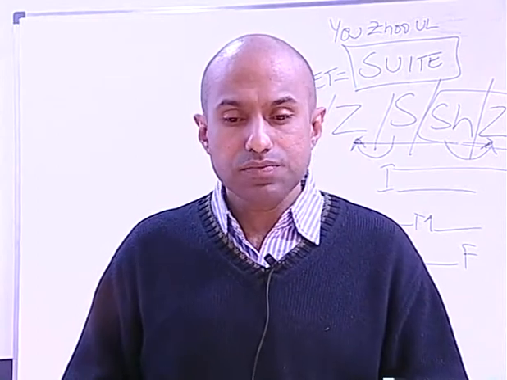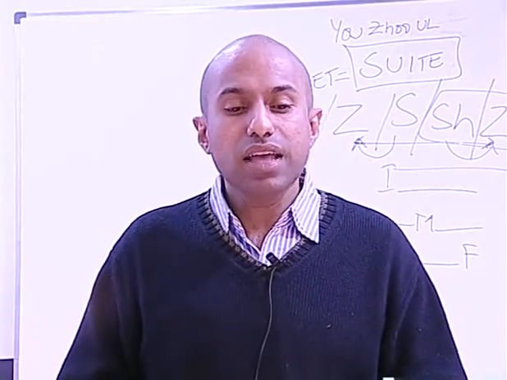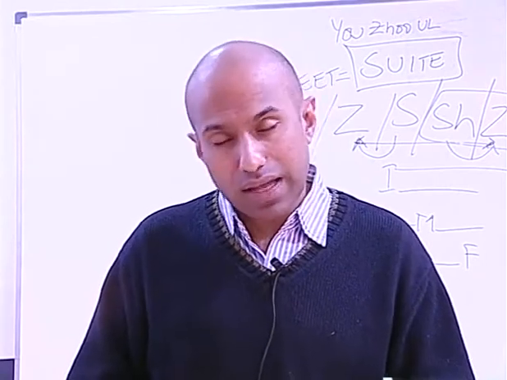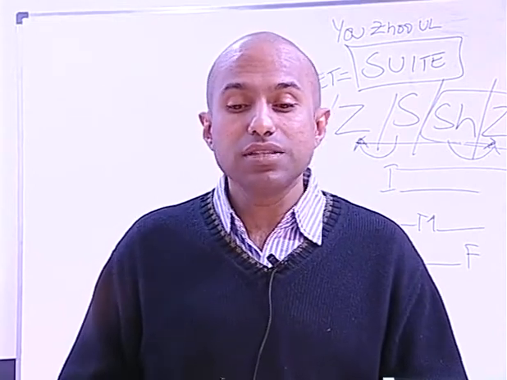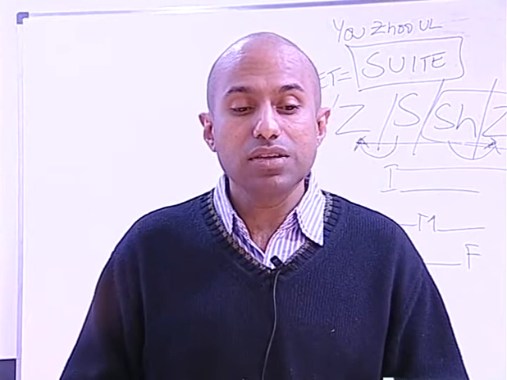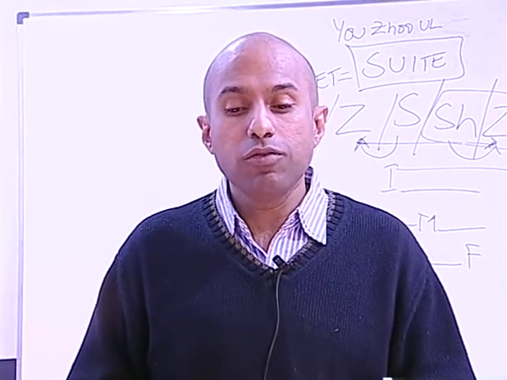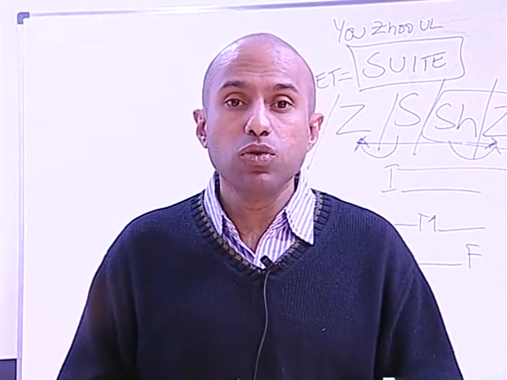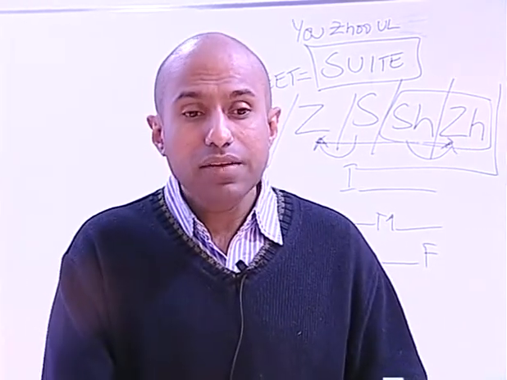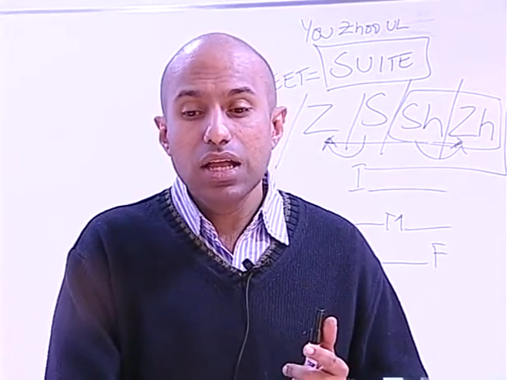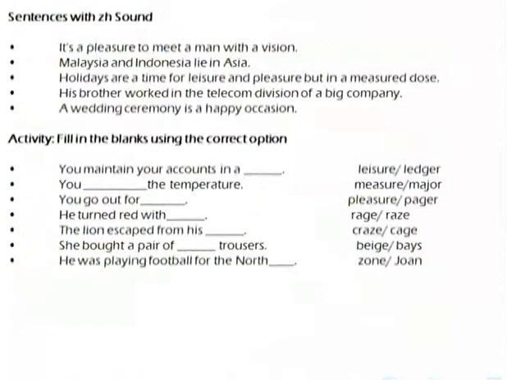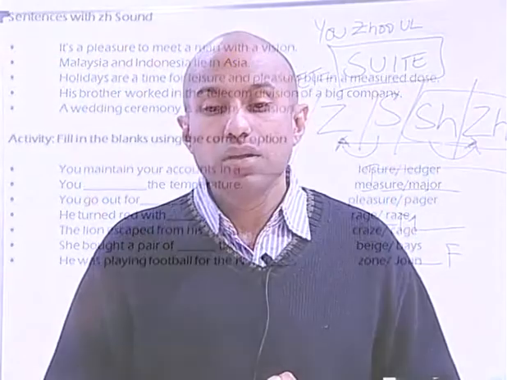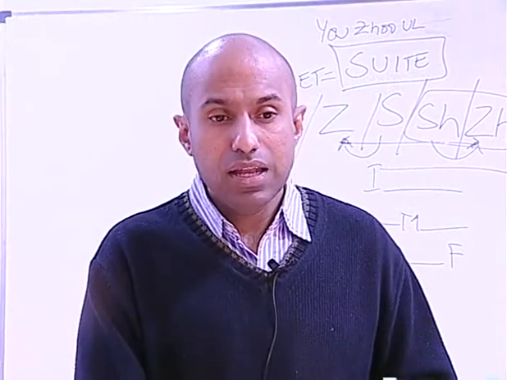That's a J sound. The lion escaped from his cage. Again, the J sound. She bought a pair of beige trousers, B-E-I-G-E, beige trousers. He was playing football for the North, of course, zone. Yes, we have the sound that we've done here: leisure, ledger, measure. So the sound we had earlier, leisure, measure, pleasure, beige.